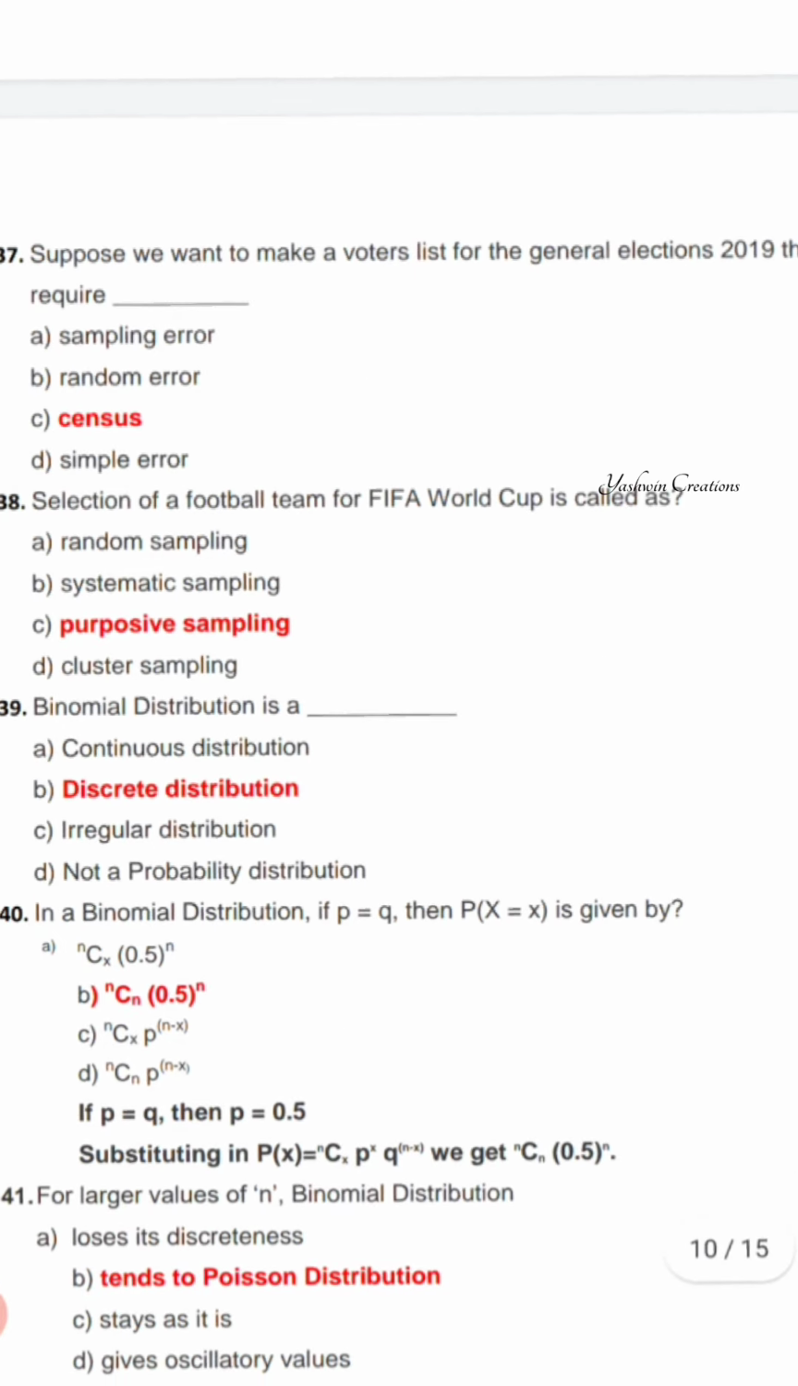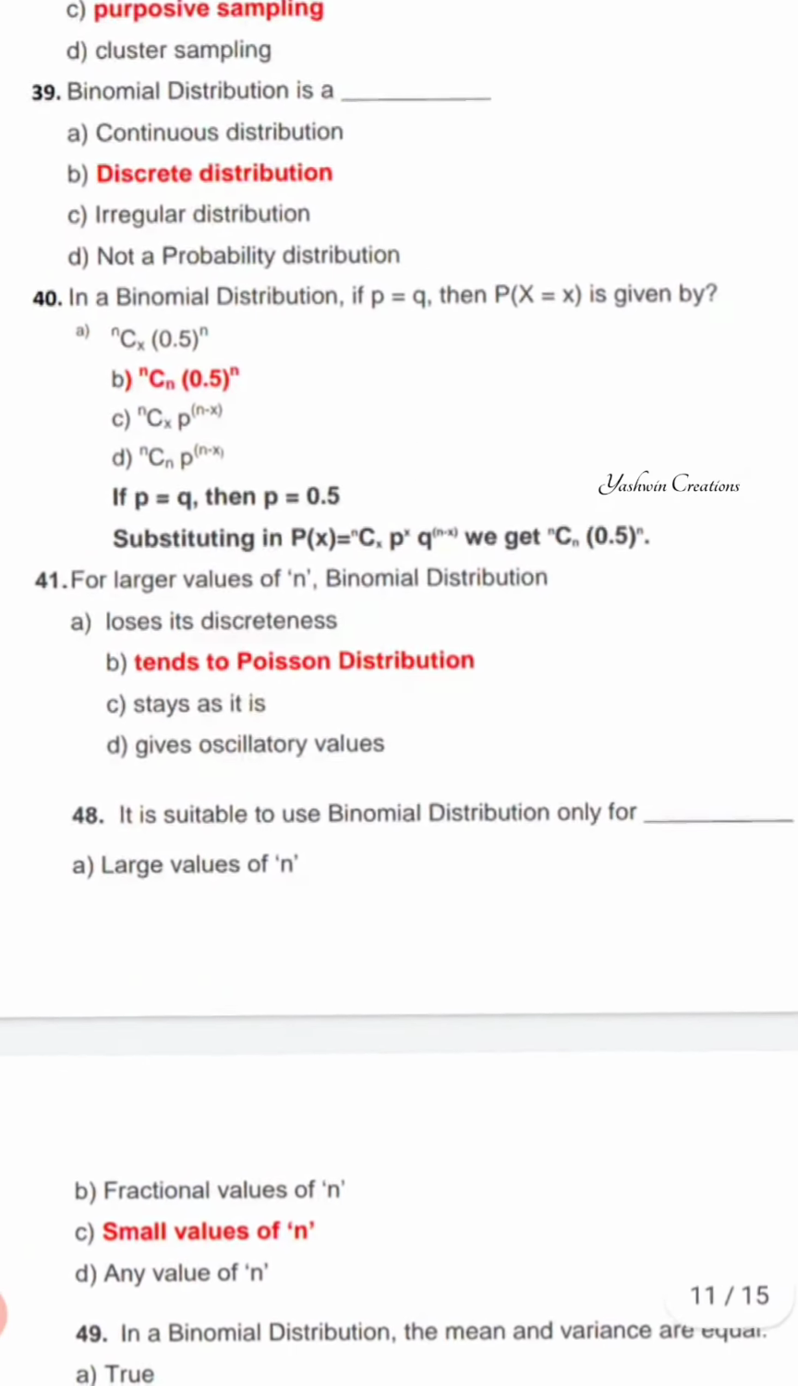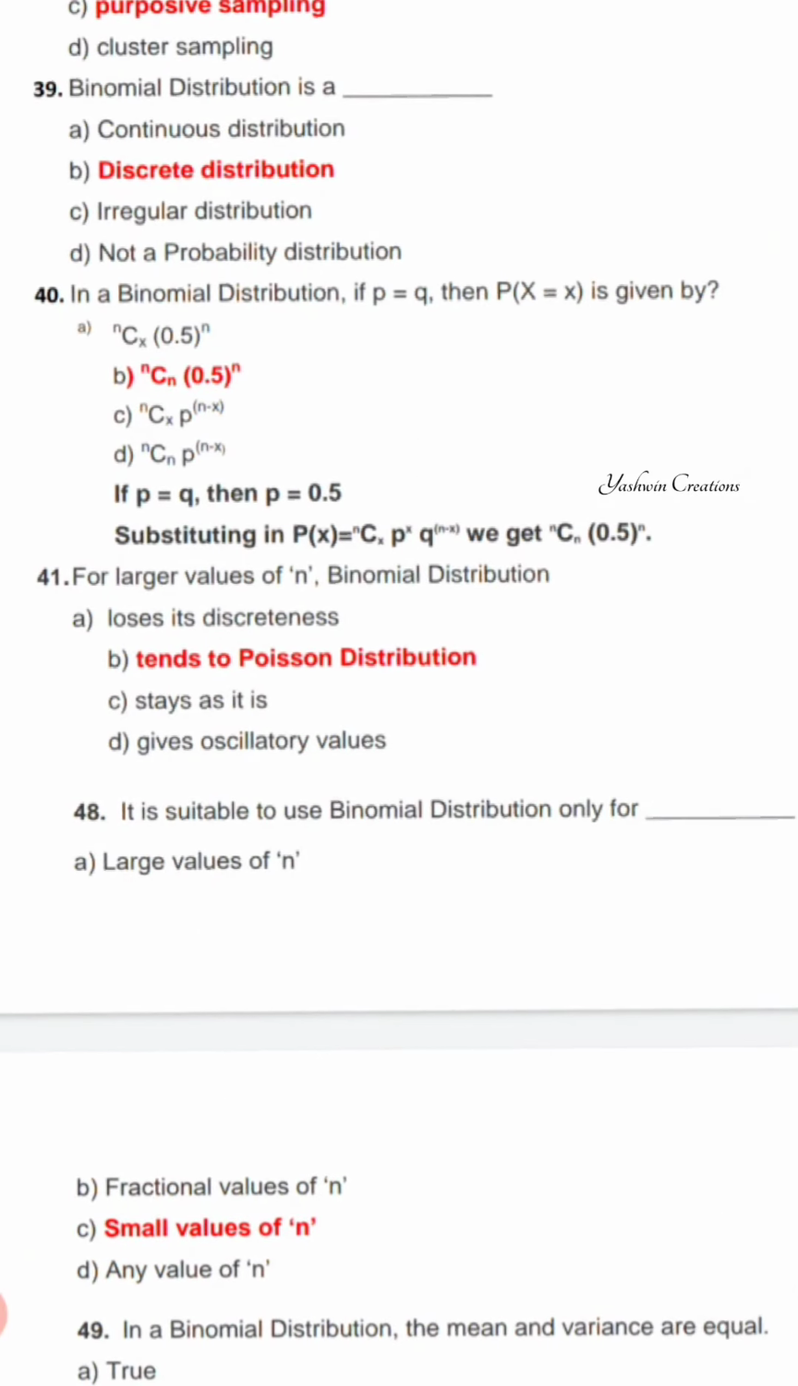For larger values of n, the binomial distribution tends to the Poisson distribution. It is suitable to use the binomial distribution only for small values of n, because it is discrete, so we cannot use it for large values of n.